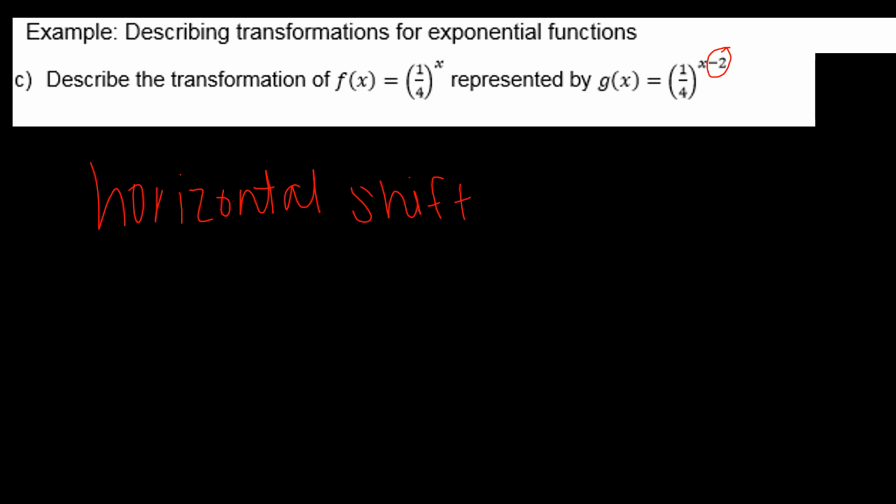Okay, our next one. Describe the transformation of f of x equals 1/4 to the power of x, represented by g of x equals 1/4 to the power of x minus 2. So from f to g, the difference is the minus 2 in the exponent. So it's attached to x, so I know that's horizontal. And it's plus or minus, so it's a shift. And then minus 2, we know horizontal is opposite, so that would actually be to the right 2.